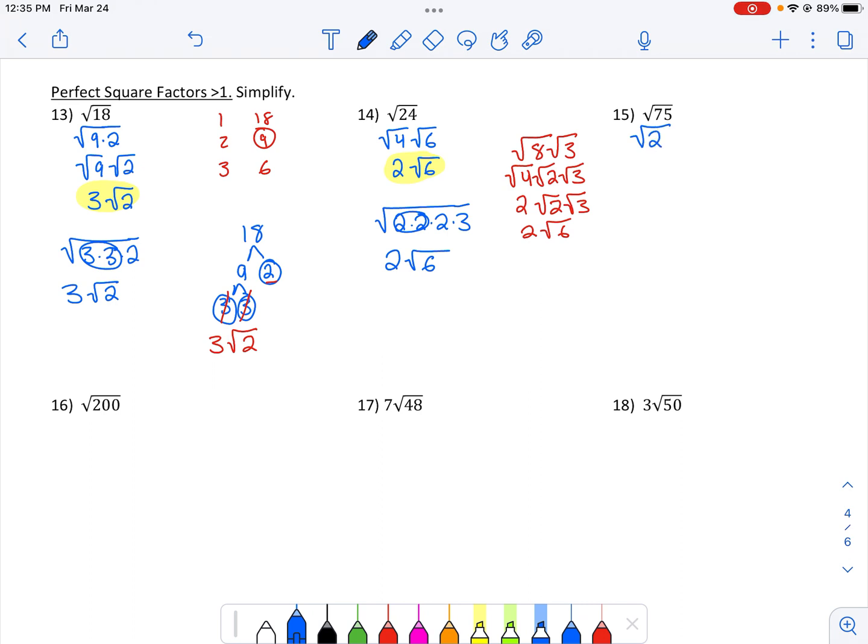75. So I love when there is a multiple of 25 because I can usually recognize it right away. So the square root of 75 is the square root of 25 times the square root of 3. So it is 5 root 3.